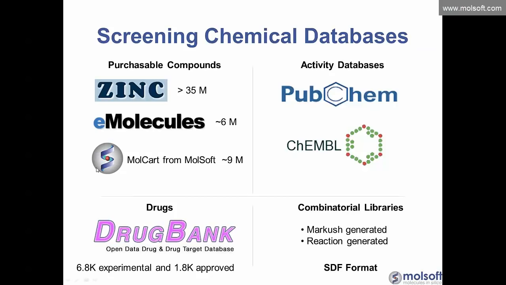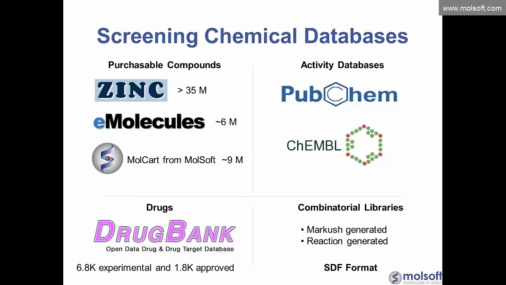Or you can use, we provide a database called Molcart, which is a collection of about 11 million compounds now from around 30 different chemical vendors who provide us with the latest release. So you could screen that. Or you could go to download active data from PubChem or a file from Kemble. And you'll be looking for files in what we call SDF format. So you can download these from this. Or you may want to look at DrugBank. You may want to look at repurposing a drug, for example.